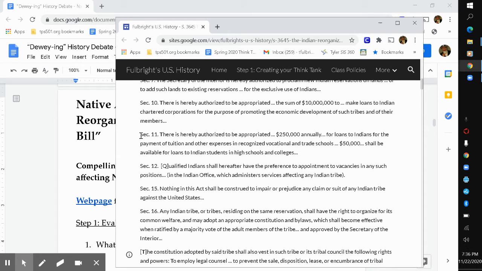Section 11. There is hereby authorized to be appropriated $250,000 annually for loans to Indians for the payment of tuition and other expenses in recognized vocational and trade schools. $50,000 shall be available for loans to Indians in high schools and colleges. So we're going to try and give money to help educate Native Americans.